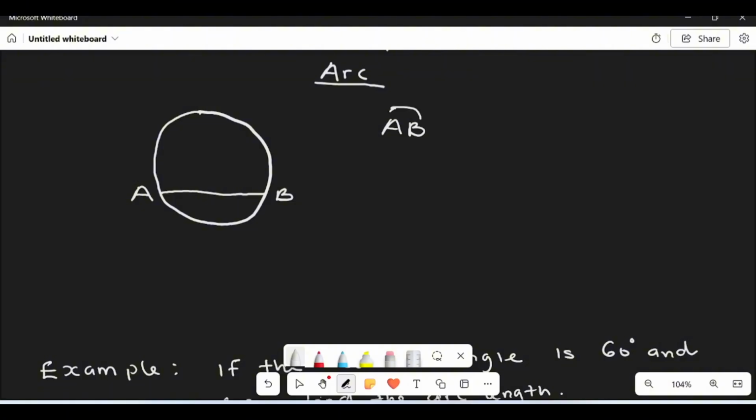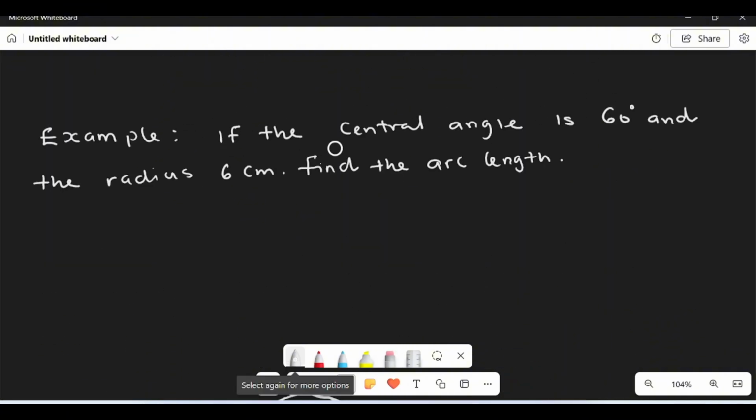AB. Arc length formula: arc length equal to theta over 360 multiplied by 2 pi r. This theta is the angle at the center, and r is the radius of the circle. Let us consider this example. If the central angle is 60 degrees and the radius is 6 centimeter, find the arc length.